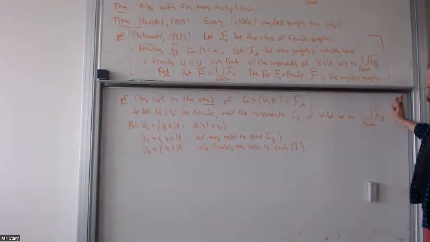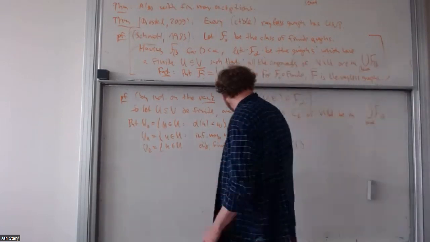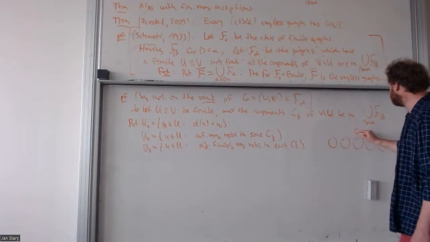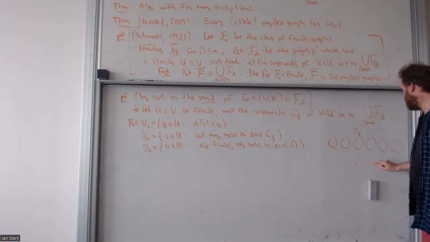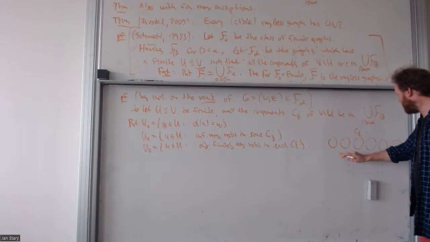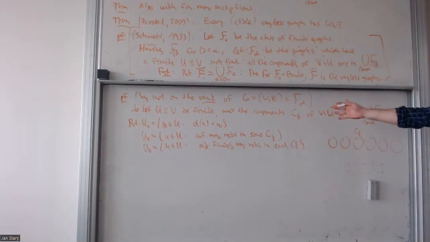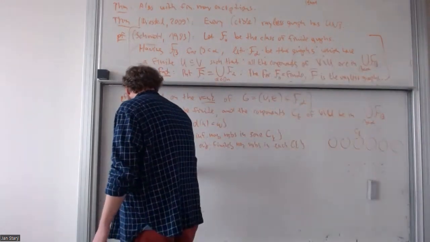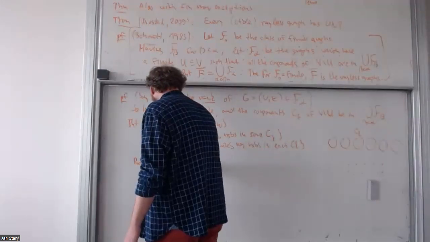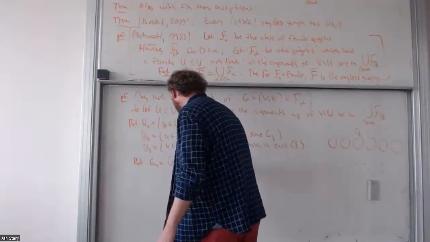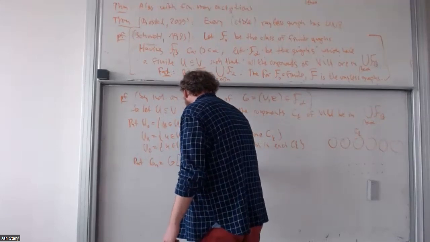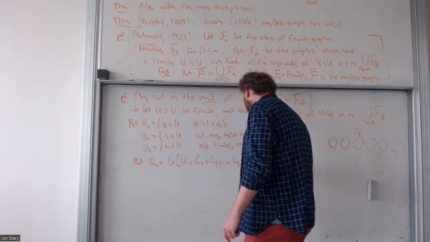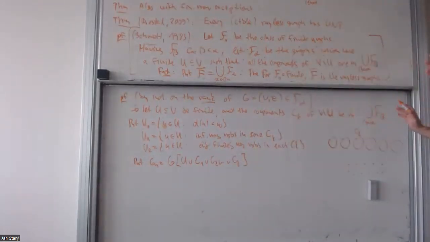So what do you do now? Well, here's a nice picture. These are C1, C2, up to Ck. These are the components of the rest. And here's the finite set U, somehow connected to the components in three possible ways for everyone. Okay, so let G_n be the induced subgraph on the set U plus C1 and C2 up to and including Ck. So it's a growing chain of subgraphs.